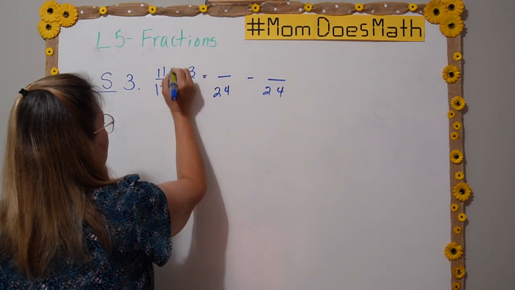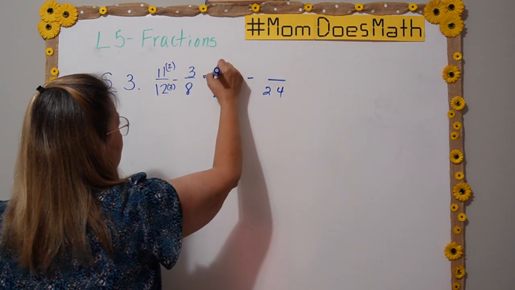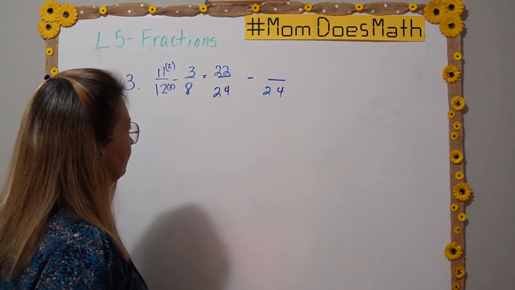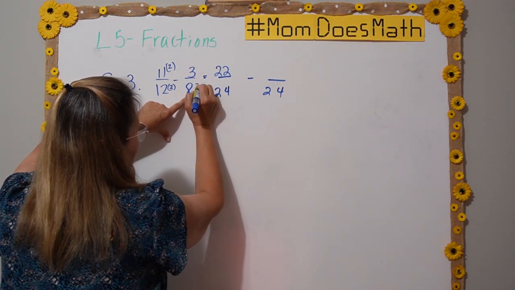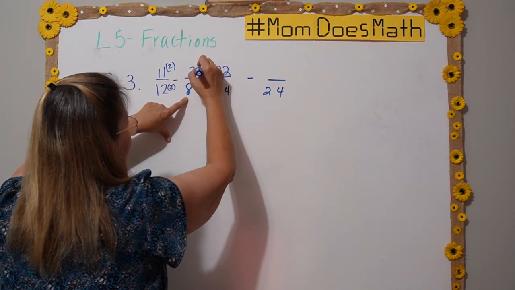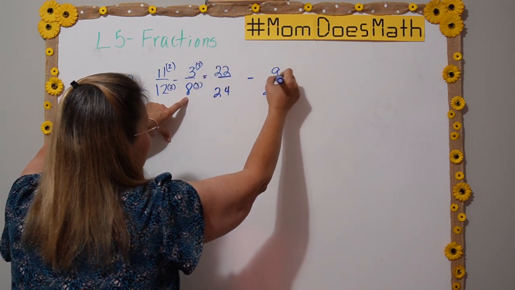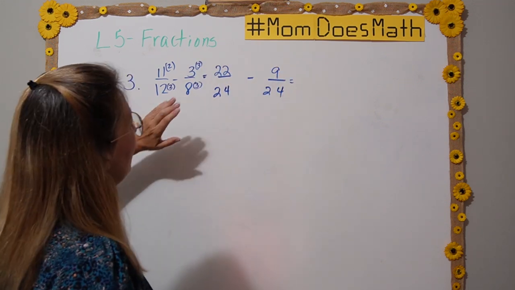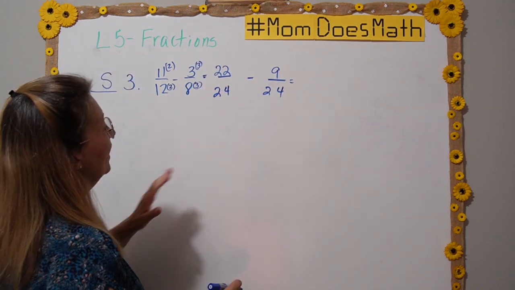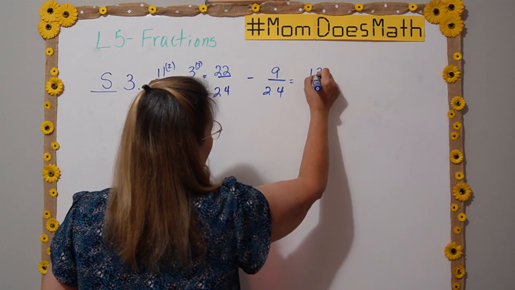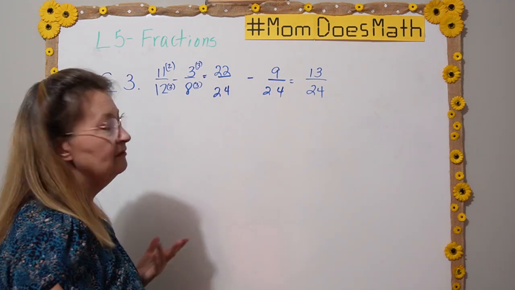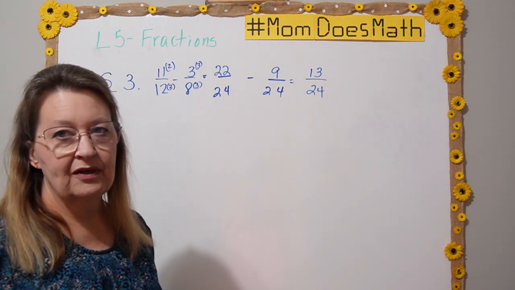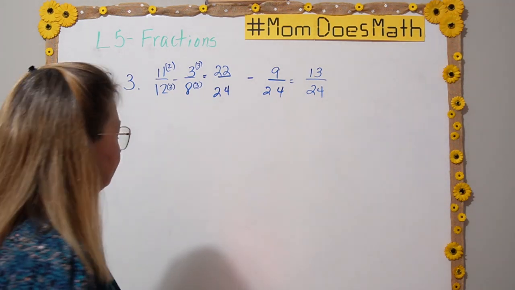All right, now, what did you multiply 12 by to get your new denominator? By 2. So you got to multiply the top by 2. So that's 22. What did you multiply 8 by to get your new denominator? You multiplied 8 by 3, so you got to multiply the top by 3, so that gives you 9. All right, 22 minus 9 is 13 over 24. Now, will that reduce down? No, there's not a number that will go into 13 and 24, okay?